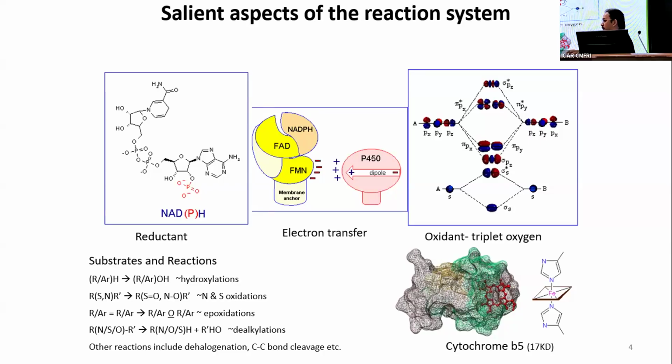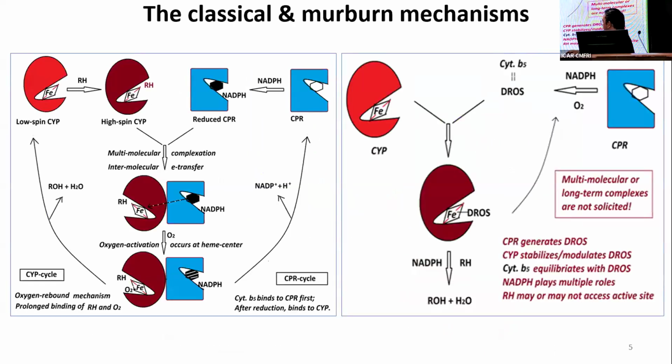So when you look into xenobiotic metabolism, you will see P450s are able to carry forward all of these kinds of reactions. You can talk about hydroxylations, nitrogen and sulfur oxidations, epoxidation, dealkylations, all these reactions and many more that it can carry forward. Now we are just having a look at the classical understanding and the Murburn perspective.